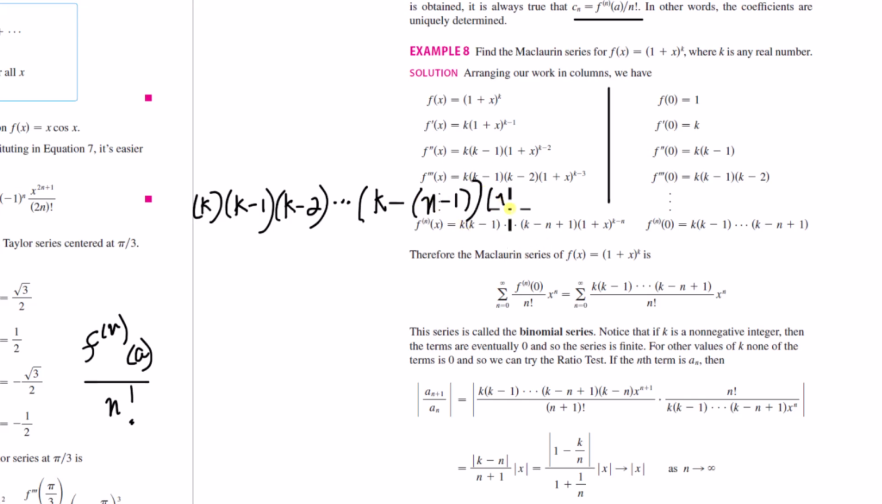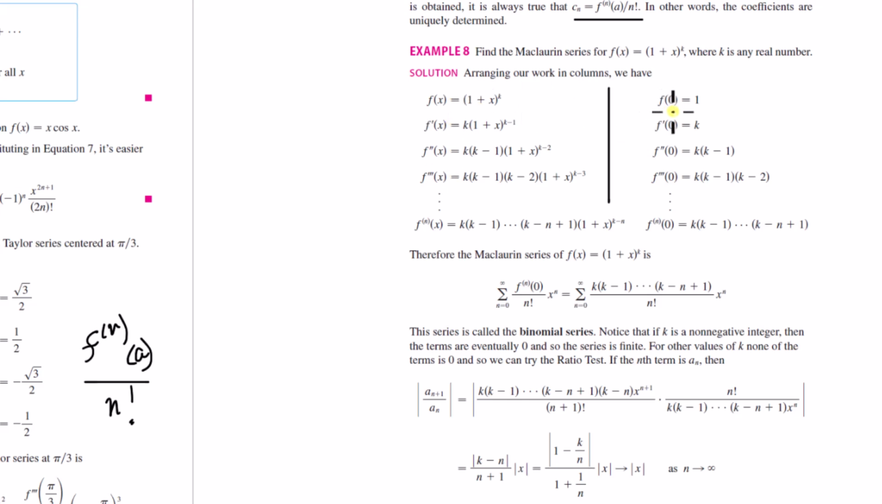And then you'll have 1 plus x to the k minus n. So this k minus n minus 1 is k minus n plus 1. See? All right, so that's the nth derivative. Here's the formula. Now, on the right side, you plug in the center point into each of these.